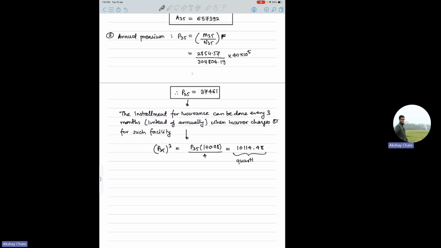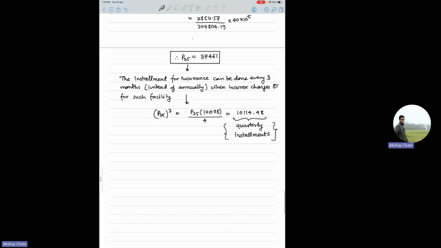So this is your quarterly installment. Nowadays every flexibility is there. In this case, your advantage is that, instead of doing annual payment of some 37,000, now you can manage to do 10,000 payment per quarter. But since you are taking this flexibility, you are charged some 8% interest on annual basis. So these kind of things can be worked out. So this is for your annual premium that you pay for the whole life.